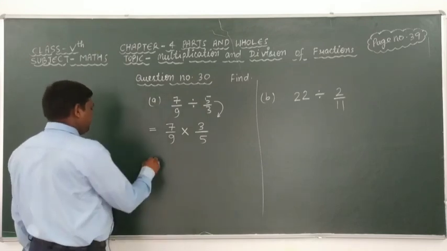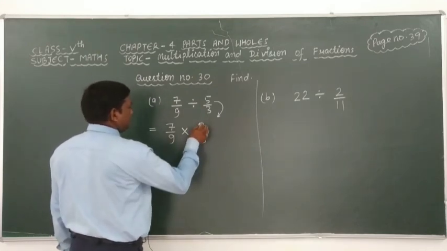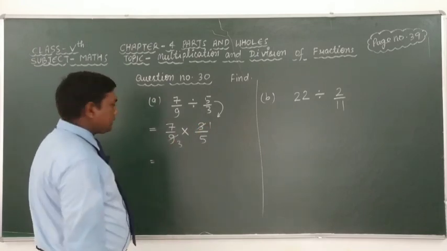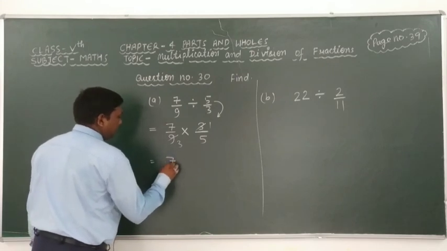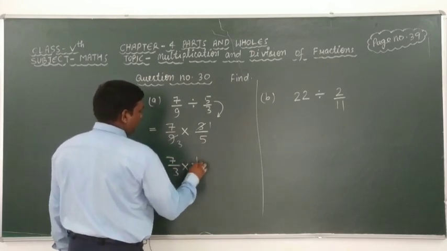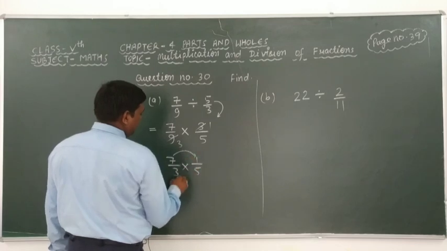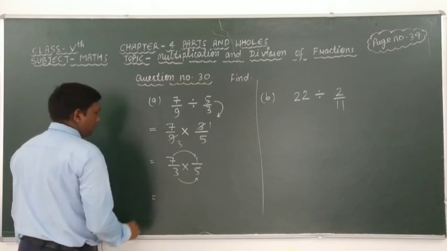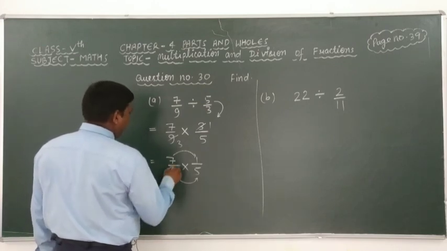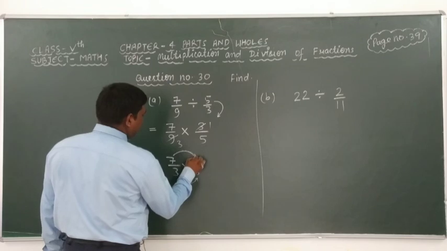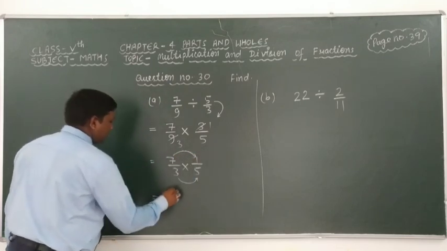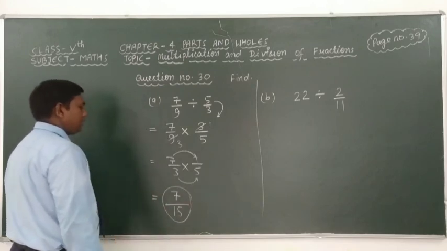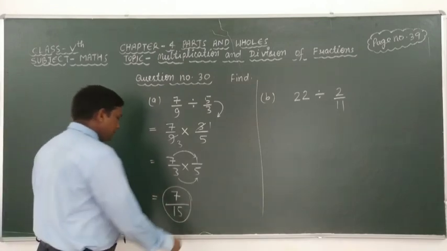Clear? Okay. Look, recall the table of 3. 3 1s are 3, 3 3s are 9. Understand? Here we get 7 over 9 multiplied by 3 over 5. Look at here carefully. Here we take the multiplication of 7 by 1, 7 1s are 7, and 3 5s are 15. Then the answer is 7 over 15. Clear? This is the answer.